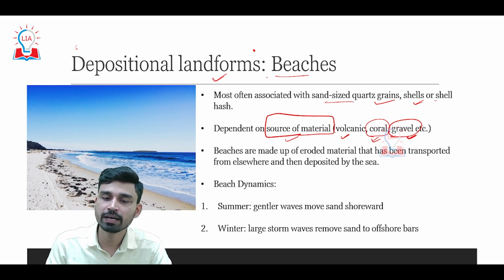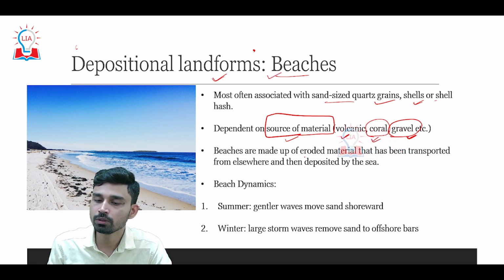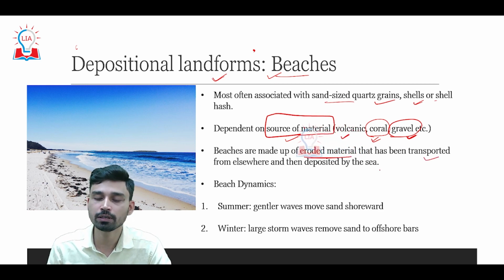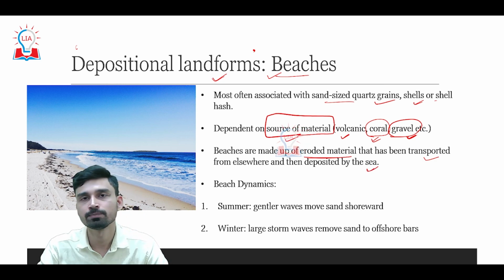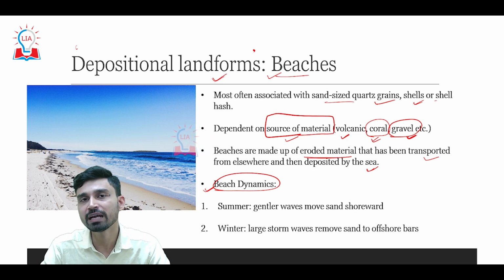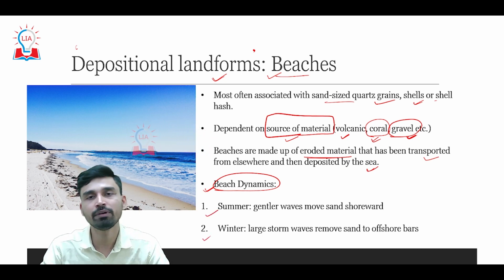So in simple terms, we can define beaches as that type of landform which developed due to the deposition of eroded material which has been transported from elsewhere and then deposited by the sea wave. Now the action of sea waves is also not the same all times of the year. It varies on the basis of season, which is called beach dynamics. So beach dynamics can be classified into two types: one when we have a summer season and the other when we have a winter season.